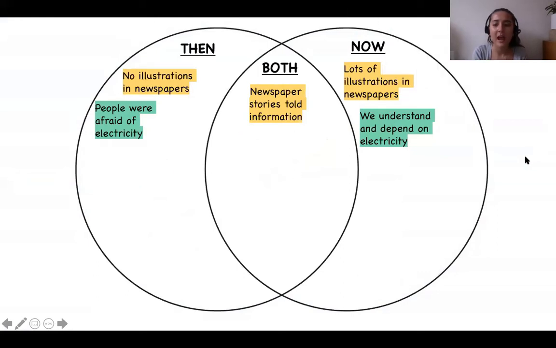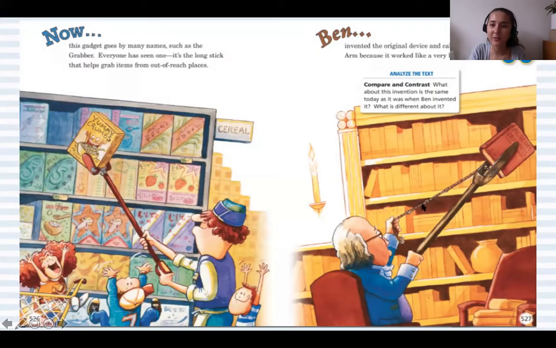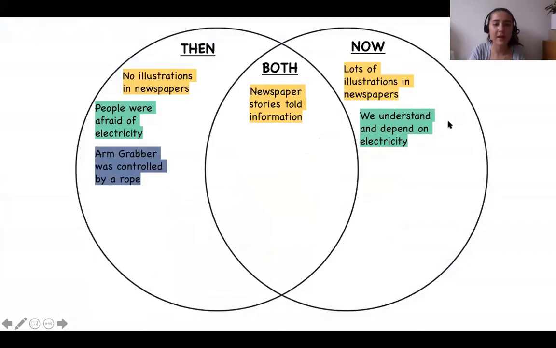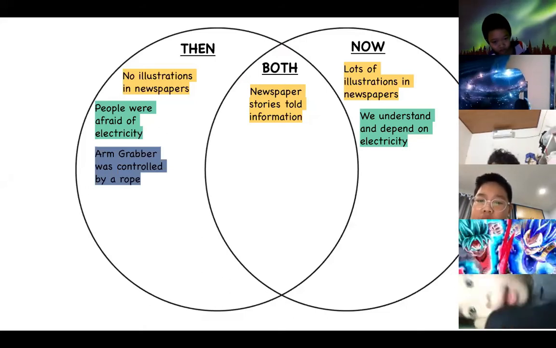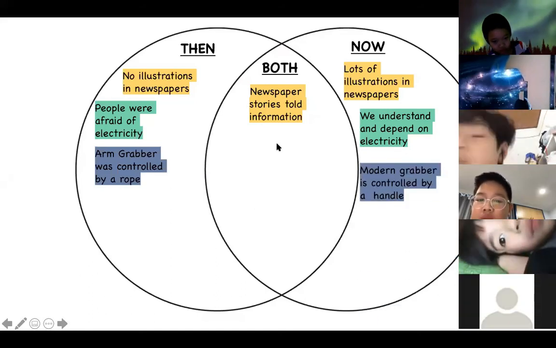Okay, so back then, how did we use a long arm? What did Benjamin Franklin have to pull on to use the long arm? A piece of rope. So he's pulling on the piece of rope. Good job. Well done. Okay, so back then, an arm grabber was controlled by a rope. Okay, what about now? How do we use an arm grabber now? A button. Yeah, so we use a button or we use a handle. Okay, well done. So now it's controlled by a handle.